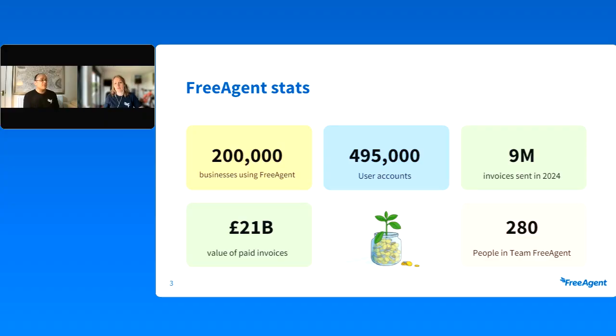If we look specifically at payments, for 2024, there were 9 million invoices sent in FreeAgent, and that was for a value of paid invoices in 2024 of £21 billion. So again, across those 200,000 accounts, there's really some large numbers of invoices that are getting sent and getting paid in conjunction with FreeAgent. And then the team here at FreeAgent is now 280 people, and we're almost all based up here in Edinburgh, which is where myself and Ros are today.